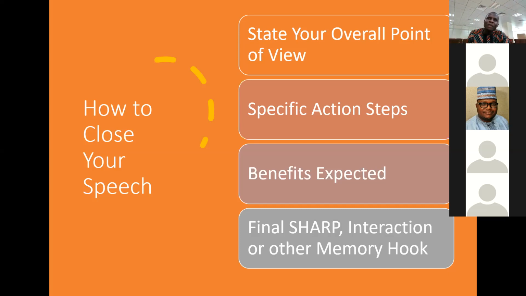So you end with a very strong, sharp interaction, or any other thing that will keep their memory intact in your speech. For me, I think once you remember the 3 P's, prepare, practice, present, I'm sure you would have been halfway into remembering, if not 50% of what we've discussed. I just congratulate myself by saying 60%. I don't know, but that's my own opinion.